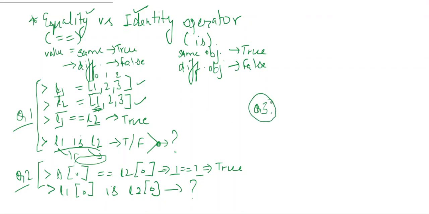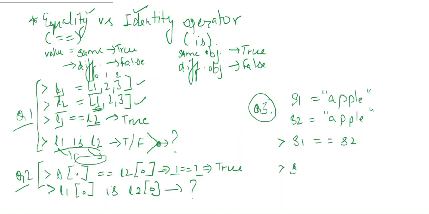Okay. This may be a follow-up case of the same, or this may be asked as an individual question in the interview. Suppose we have one string with the value apple, and we have a second string with the same value apple. Now if we are asked whether S1 will be equal to S2, or S1 is S2. In this case, we know S1 is equal to apple and S2 is also equal to apple. So we can see apple equal to apple, right?